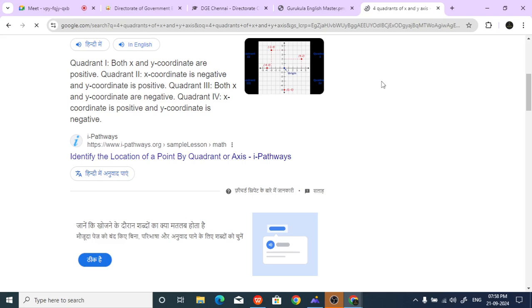Yes, sir. You see, read here. Quadrant 1. Both x and y coordinates are positive. Quadrant 2. X coordinate is negative and y coordinate is positive. Quadrant 3. Both x and y coordinates are negative. Quadrant 4. X coordinate is positive, y is negative. See, in this, I'll make this picture bigger. I think this is the maximum.